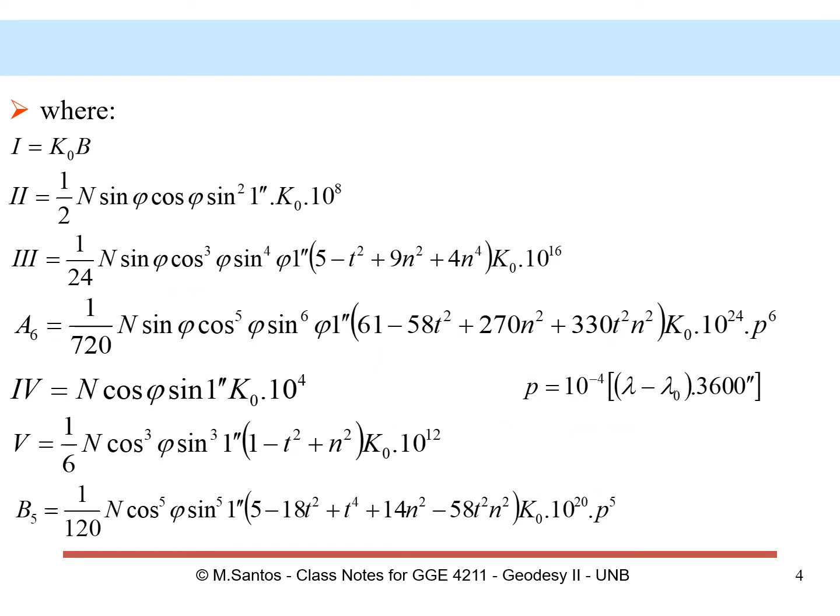Now the equations. Here is the first term, the main term, to compute the northing. B is the arc of meridian, multiplied by k sub 0. And all the other terms are nothing else but corrections. So these are the terms here that relate to the computation of the northing. And there is a constant term p that is given in here.